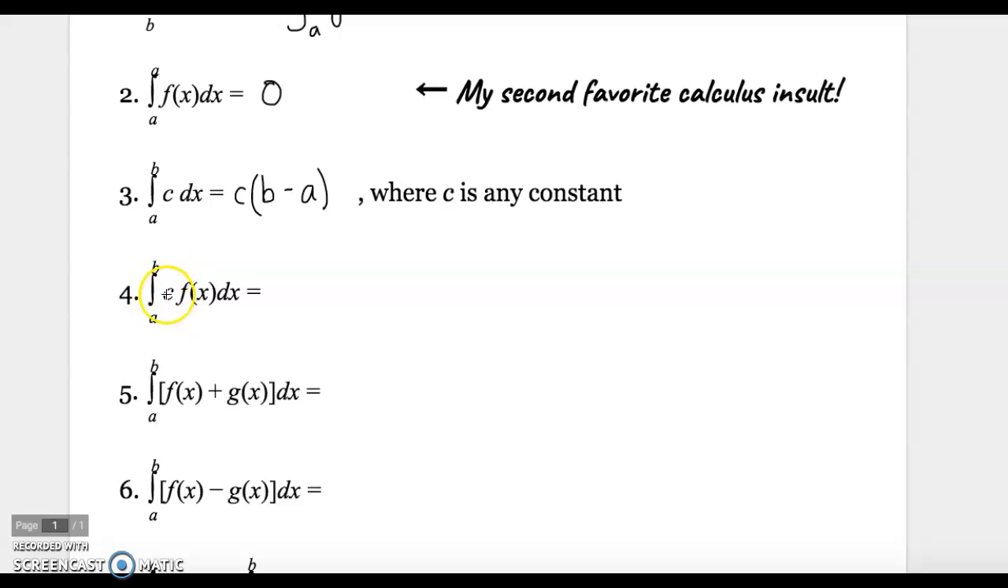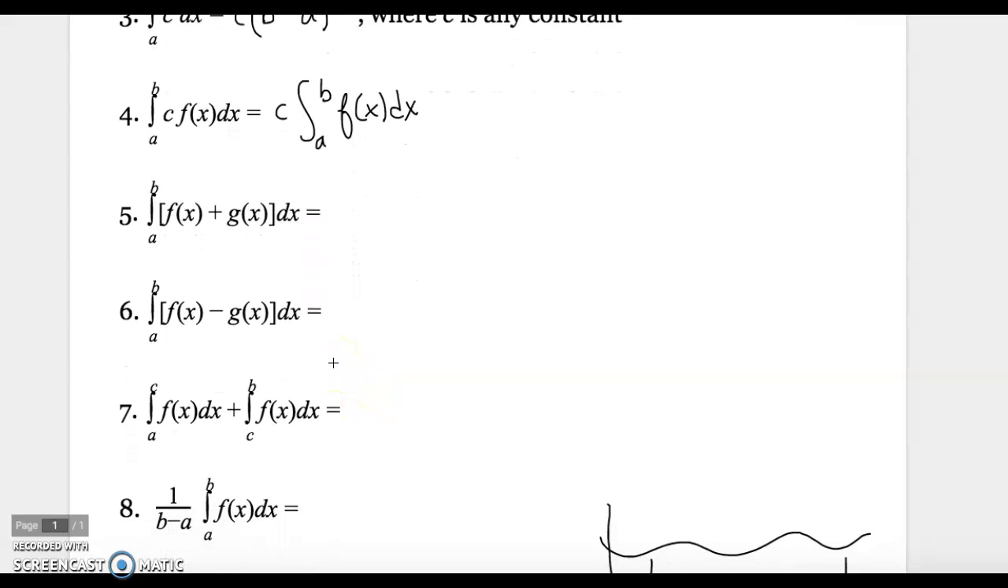Down here, if you have the integral of a constant times f of x dx from a to b, this is a property that is not easily shown on the graph, but what you can do is pull that constant out front and then just find the area under the curve and multiply it by that constant itself. If you found the integral of two functions being added together, you can find their areas separately and then add those areas together. So there you go. Same thing with subtraction.